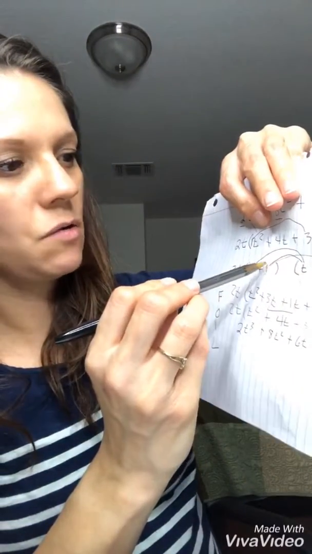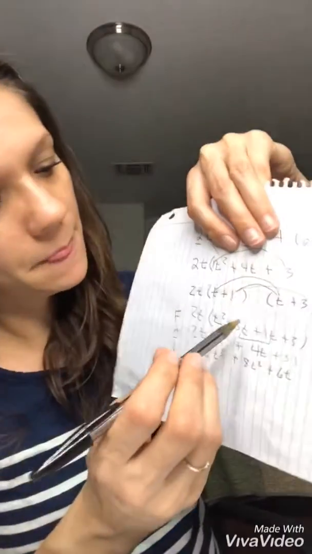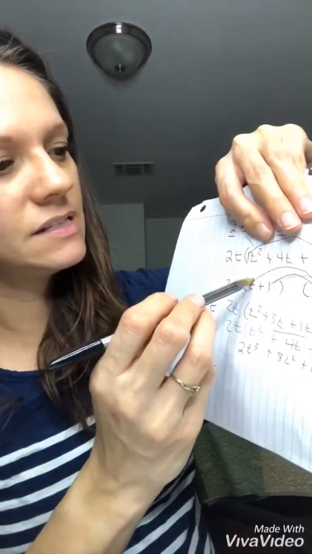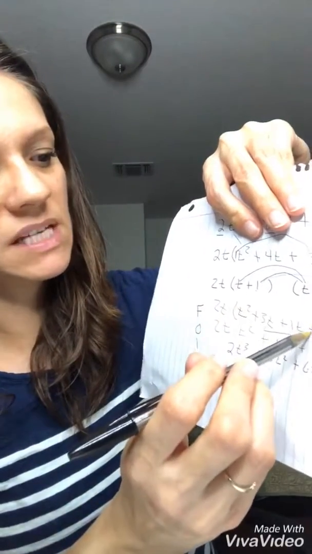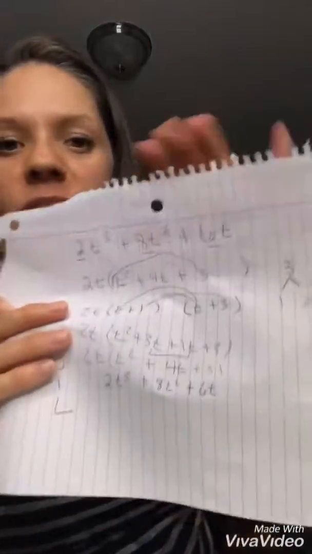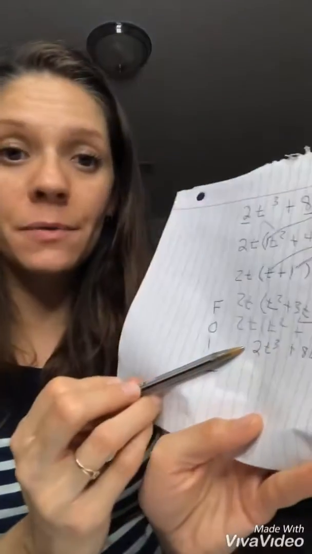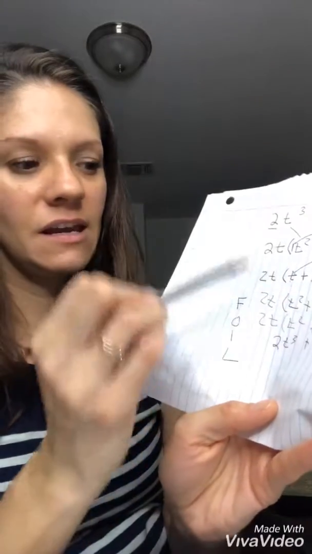Then my inside, 1 times t is going to equal t, or 1t. So you see how I put that there, 1t. And then lastly, 1 times 3 is going to equal 3. So now I'm going to simplify that by combining like terms. So the 3t and the 1t, I'm going to add that to get 4t. So now we've combined like terms. And now I can use the distributive property to see if this is going to equal this equation up here.